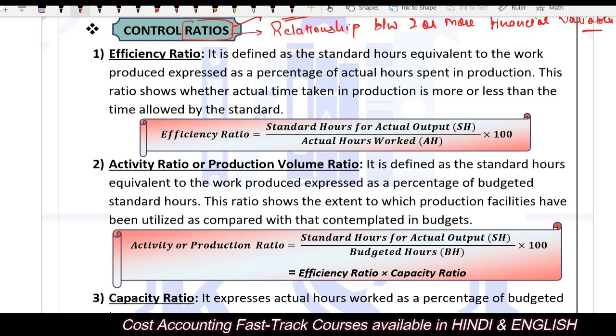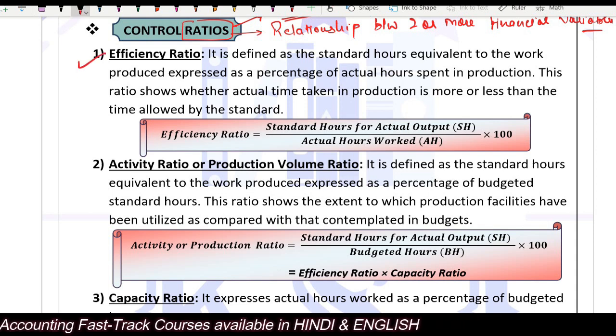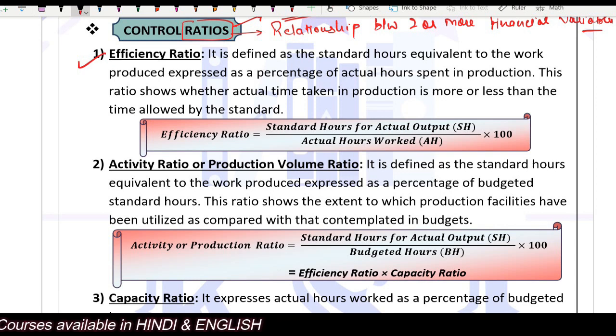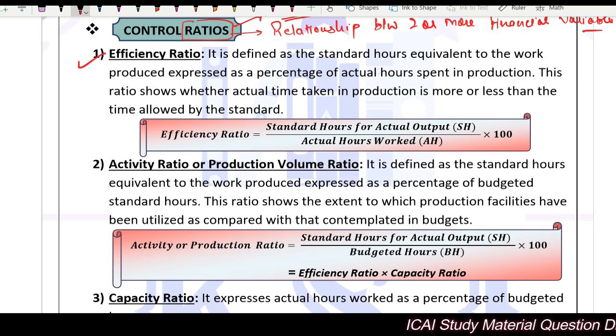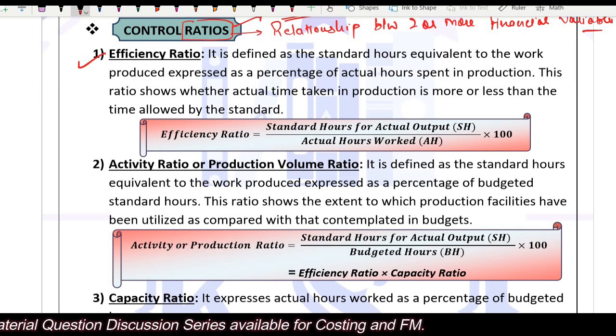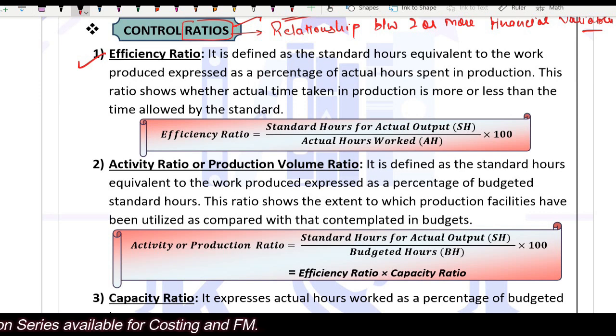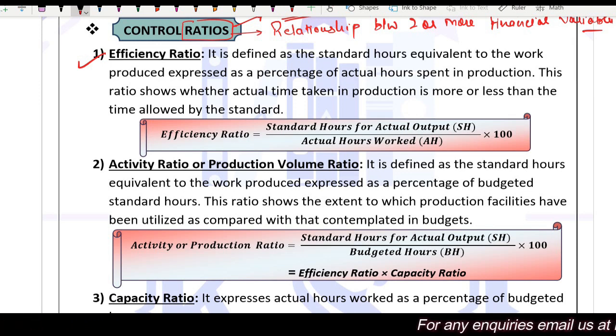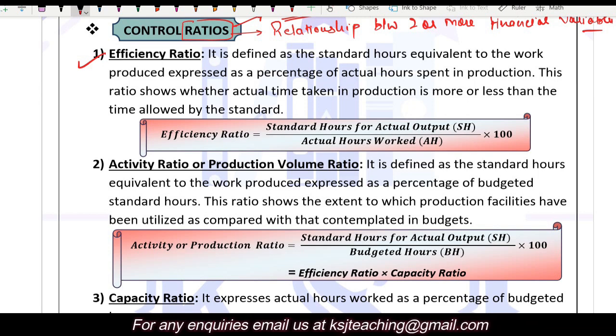Now listen to the first one, that is the efficiency ratio. What is the efficiency, sir? If you want to judge the efficiency of something, for a particular task, what are the actual hours that you have taken versus the standards that you have set? If you want to complete 3 chapters of costing, that is your output. What is the standard for that output and what is the actual that you have attained for that same output? So what is important is output. For whatever actual output you have attained, what is the standard for that and what is the actual for that?